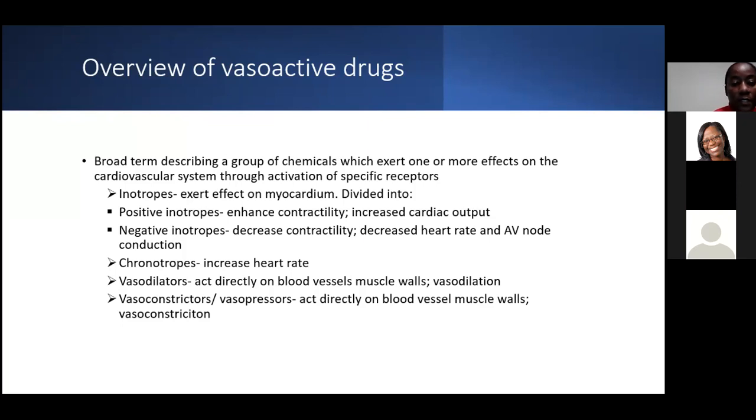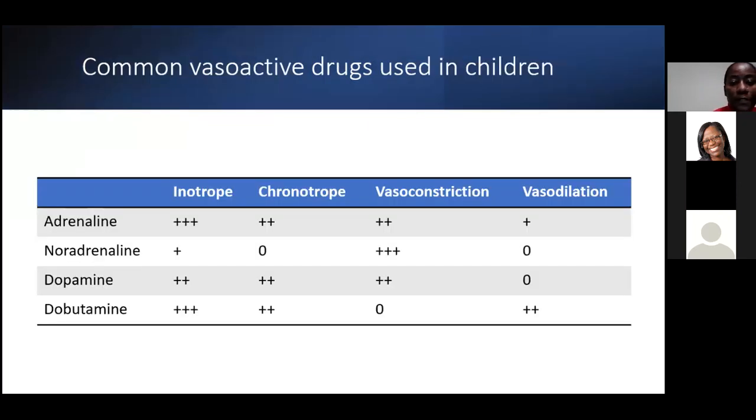This is a very common table that we remember from medical school into our postgraduate training: the common vasoactive drugs that we use in critically ill children and their different features. We know that adrenaline has very strong inotropic and chronotropic activity and vasoconstriction. The vasoconstriction depends on your doses, because the drug acts on both alpha and beta receptors.